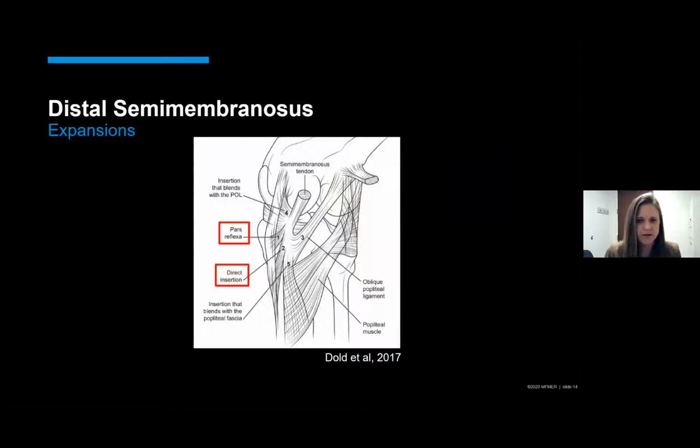Moving just laterally, we can evaluate the semimembranosus, which plays a large role in the dynamic stability of the knee, and it's an important structure of the posteromedial corner. It's important to understand that it has multiple arms. The two most important are going to be the direct and the anterior or pars reflexa arms, but there are three others labeled in this image.